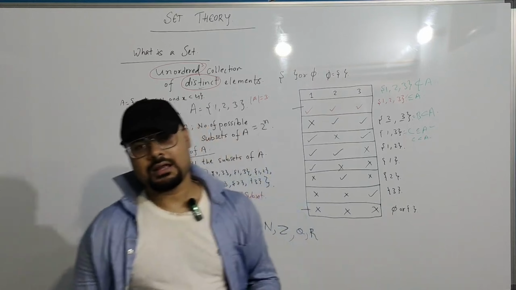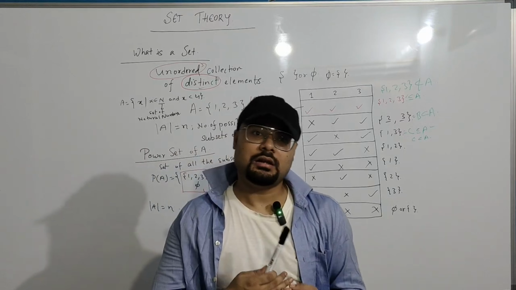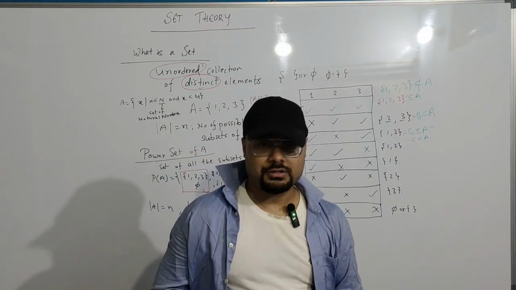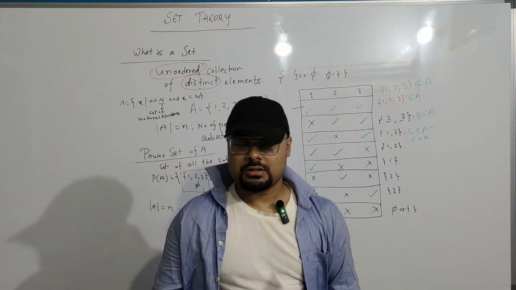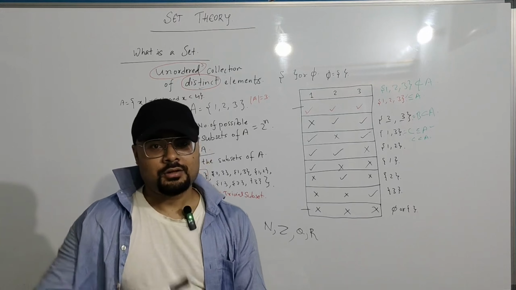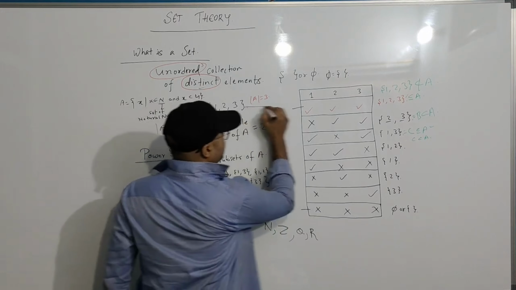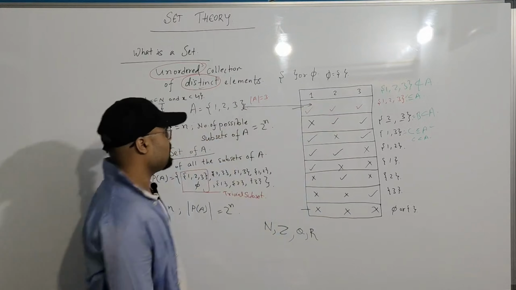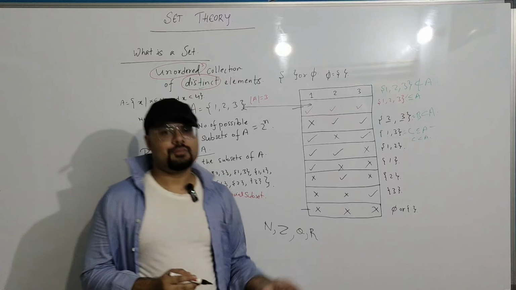Now, it might happen that there is one subject that every student is learning. For example, English literature. Everyone is learning the English language. Then, in this case, this subset is the set itself. That is the scenario here: every set is a subset of itself.